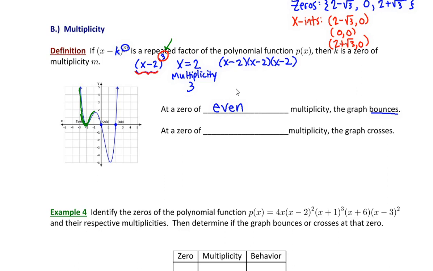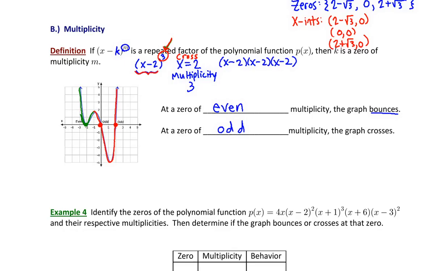Now, at a 0 of odd multiplicity, the graph is going to cross. So notice at our other 2 x-intercepts, the graph actually passes through the x-intercept. So both of those would have odd multiplicity. So if we look at our example up here, since we had an odd exponent, we could see our graph would cross the x-axis at 2.